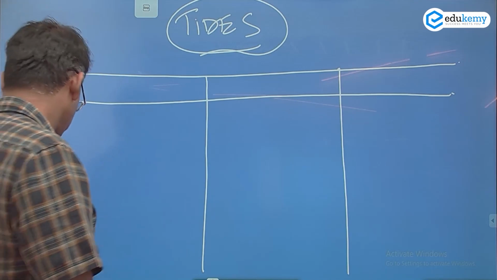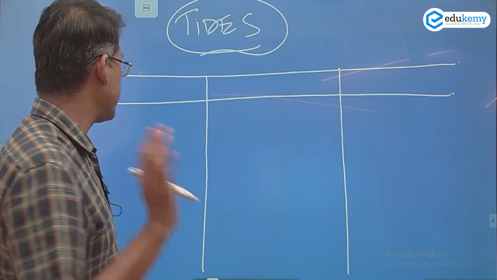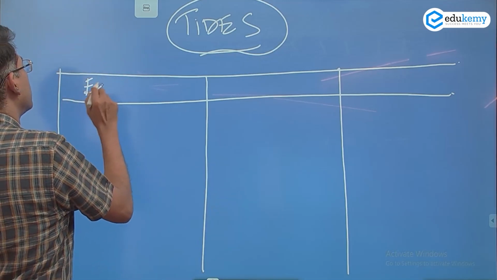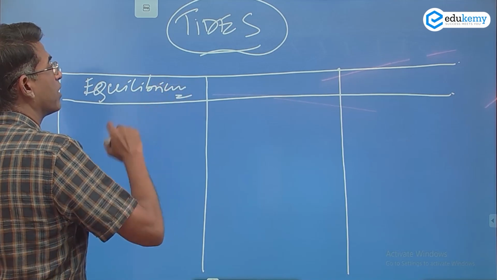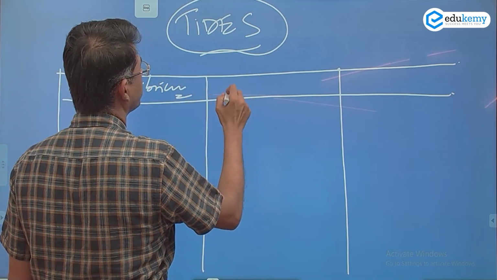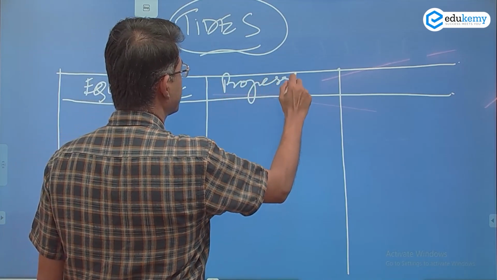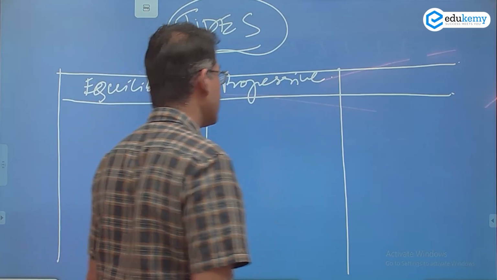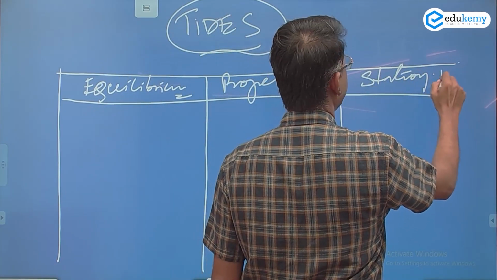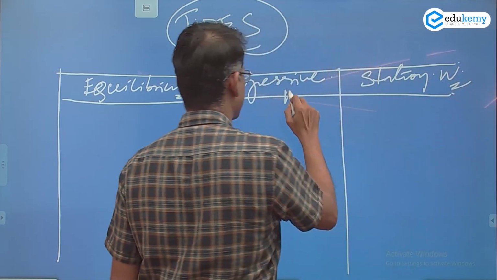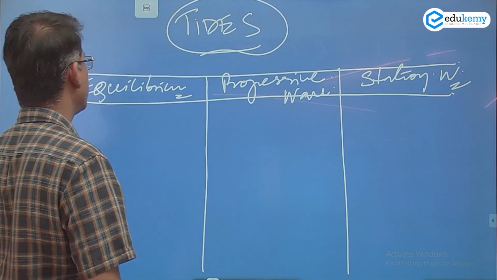Okay, now see, fundamentally there are three theories of tides. One is the equilibrium theory of tides. We have the progressive wave theory of tides, and we have the stationary wave theory of tides.